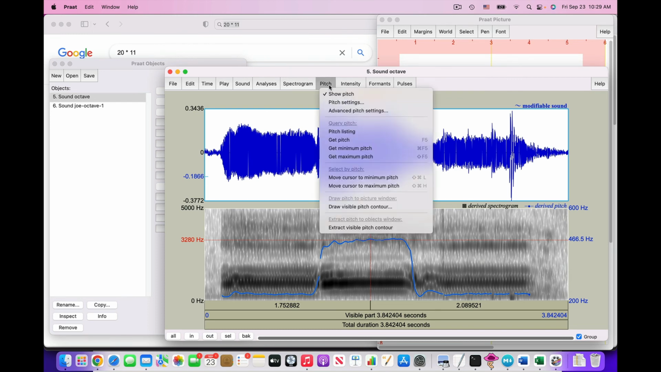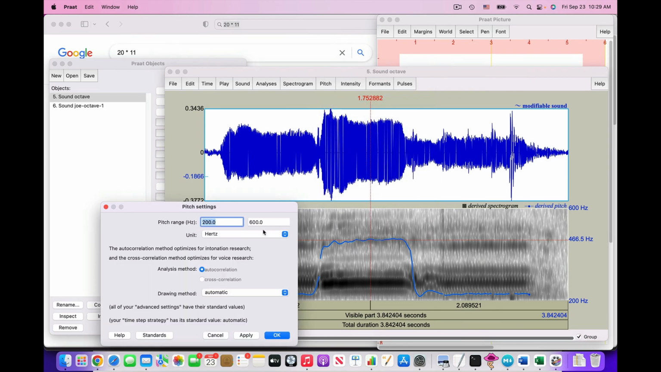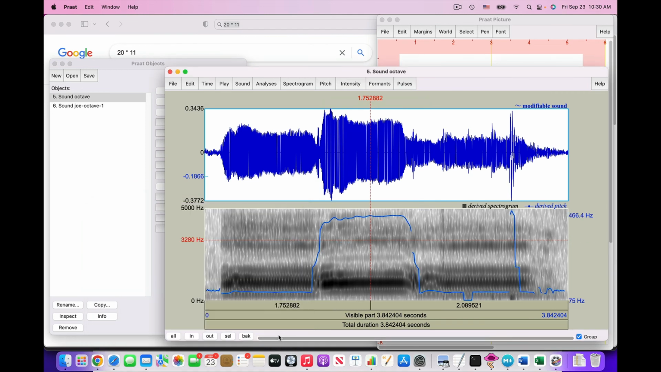Now, I've got the pitch settings here at a pitch range of 200 to 600 hertz. I had to change those settings to get the pitch tracker to work properly, because if we go back to the standards and do it again, now it finds the pitch at 113. It's too low. So the standards are too low for this woman's voice.